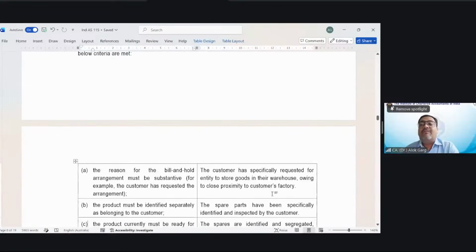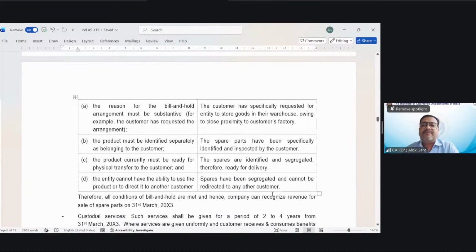Now I need to remember the criteria of bill and hold arrangement. Number one, the reason for the bill and hold arrangement must be substantive. Is it substantive? Answer is yes. The customer has specifically requested the entity to store the goods in their warehouse owing to the close proximity to the customer's factory. Number two, the product must be identified separately as belonging to the customer. Those spare parts which are lying in the warehouse, are they separately identifiable? Answer is yes. The spare parts have been specifically identified and inspected by the customer.